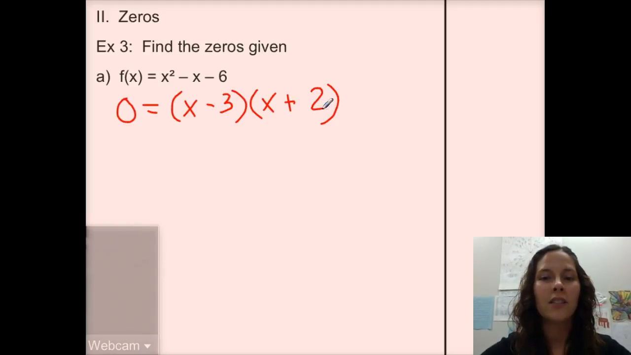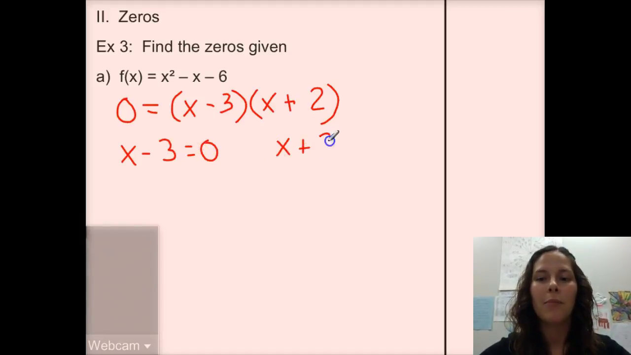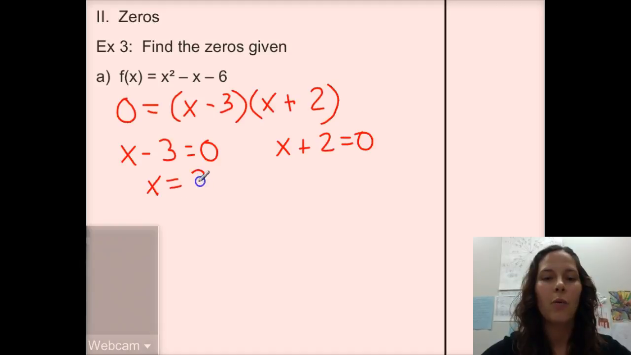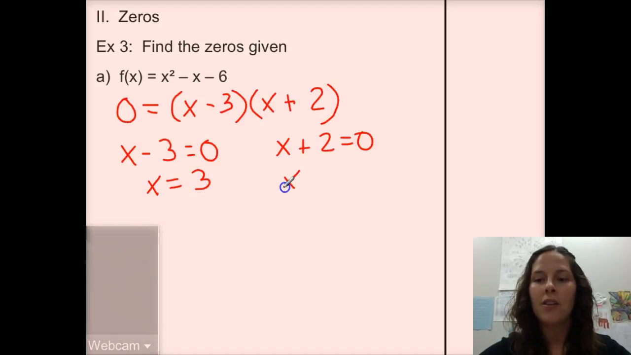After that, it's our zero product property. We set each piece equal to 0 because the only way to get 0 for an answer when you multiply is if you are multiplying by 0. So one of our binomial terms has to be equal to 0. Adding 3 to both sides, we got one zero of 3. Our other zero is -2.